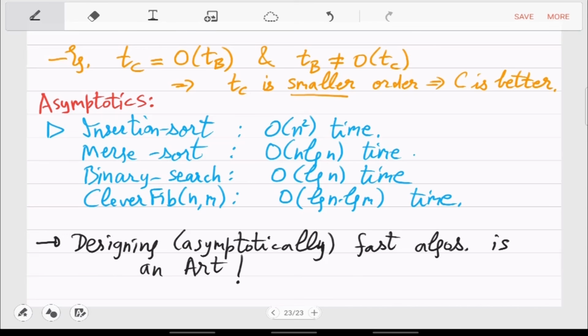Usually the only thing you can get faster than this is constant time, which is order 1. But in order 1, you can do very few things. So binary search is kind of the smallest interesting algorithm. And this clever fib that we had for computing f of n mod m was also around log n for m equal to a constant, like 2024. Any questions till now?